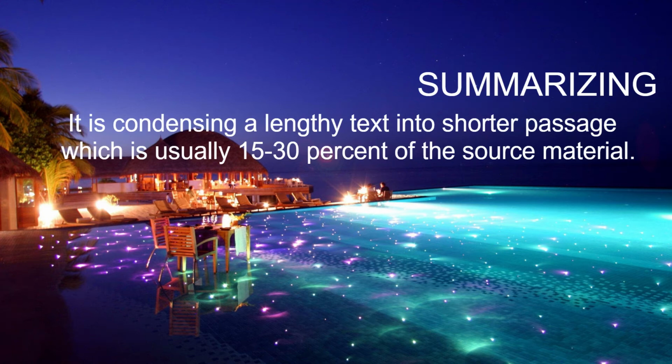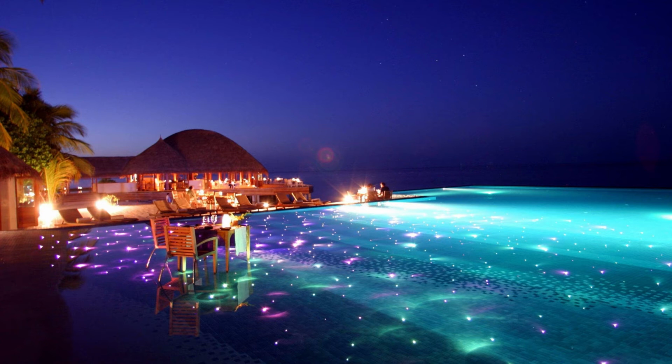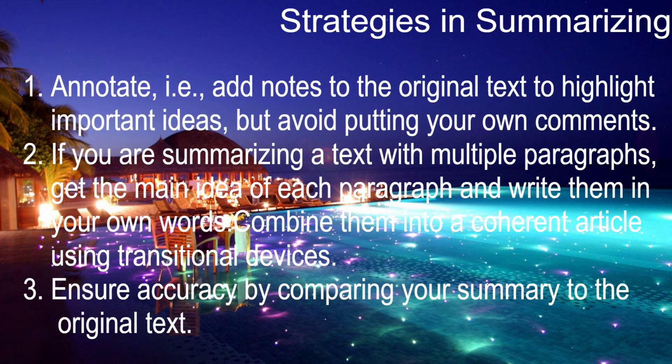This is called summarizing. It is a reading skill that involves condensing a lengthy text into a shorter passage, which is usually 15 to 30% of the source material. It is essential that the thesis statement or the topic sentence is included in the summary. Major details may also be mentioned, but they are not required. A citation of the original source is always necessary. By practicing effective summarizing, you can improve your studying, writing, and reading skills.